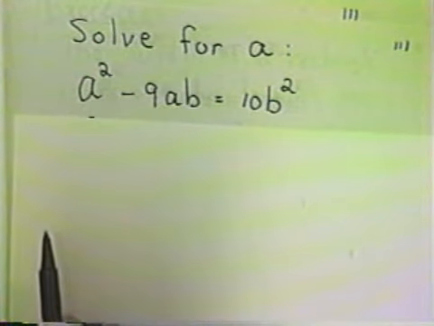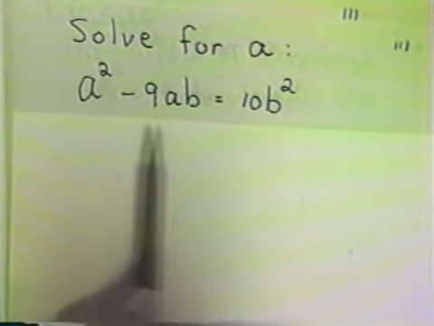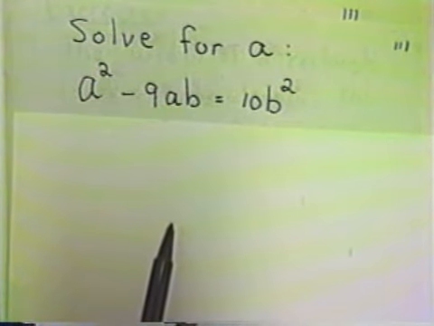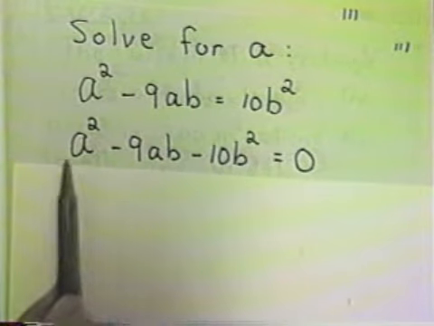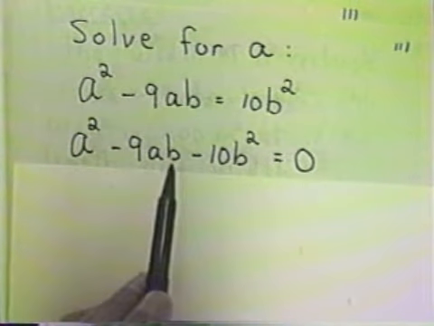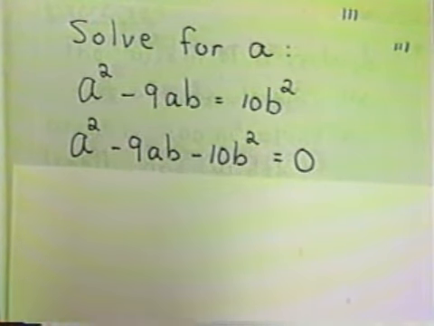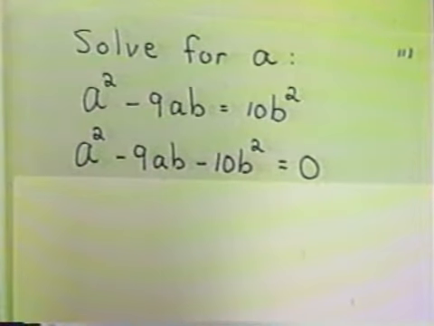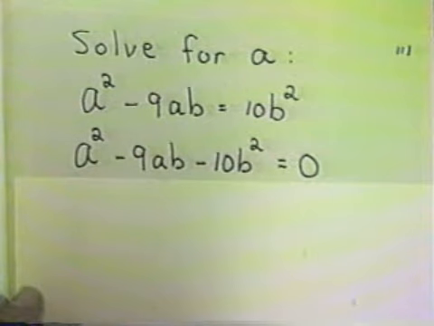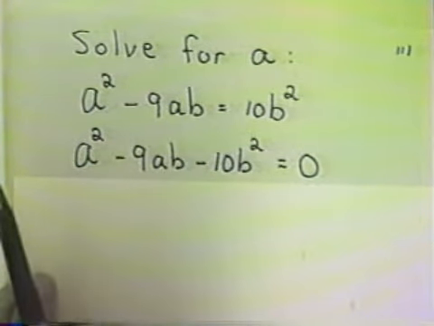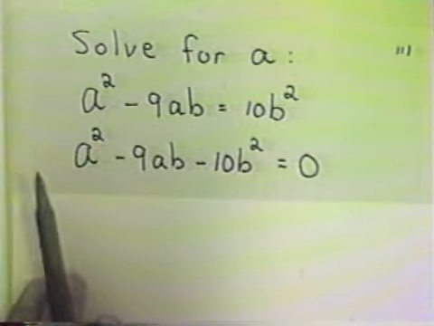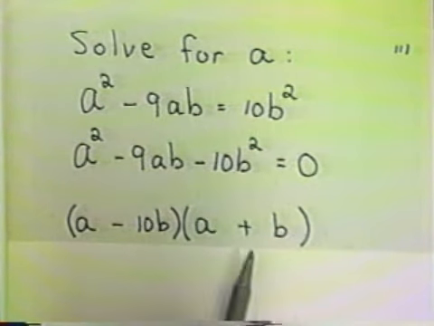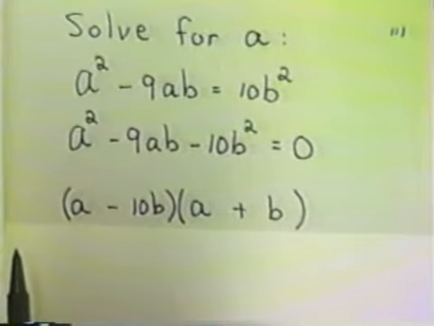Well, the first step is to put it in standard form. To put it in standard form, I need to subtract 10b squared from both sides to get a squared minus 9ab minus 10b squared is equal to 0. We want to factor the left member. If I factor the left member, I can get a minus 10b times a plus b.